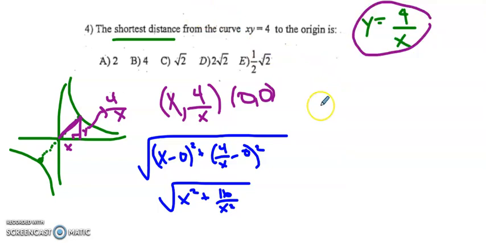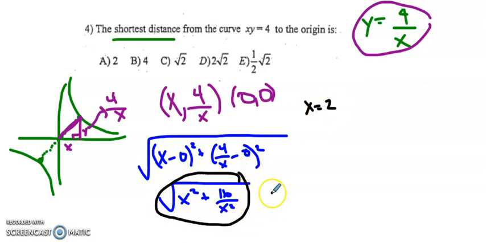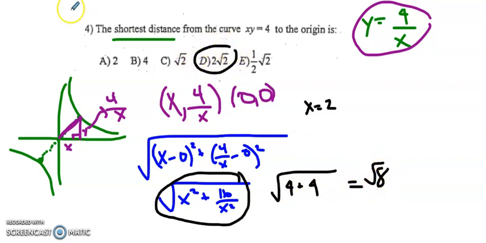Now, if my x value is 2 and they want to know the shortest distance, that means I have to plug 2 into here, which I can do fairly easily by mental math. 2 squared is 4, and then 16 over 2 squared is another 4. So I'm left with the square root of 8, which is 2 times the square root of 2.